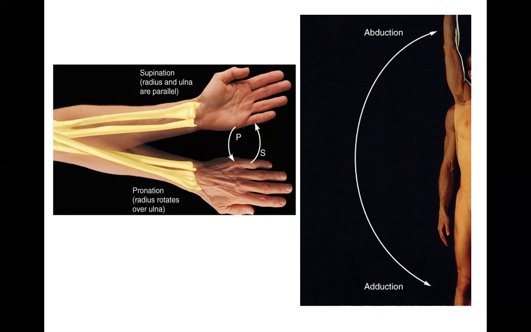You can also do abduction and adduction with your lower limbs, moving your leg outward or inward. You can use the words abduction and adduction for your fingers. So when you do jazz hands, you're opening up your fingers and pulling them apart from each other. That's abduction. But when you bring all of your fingers together, that's adduction.